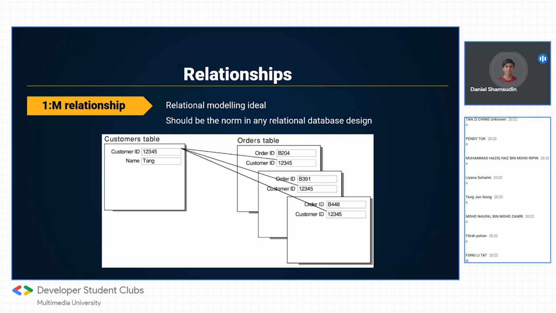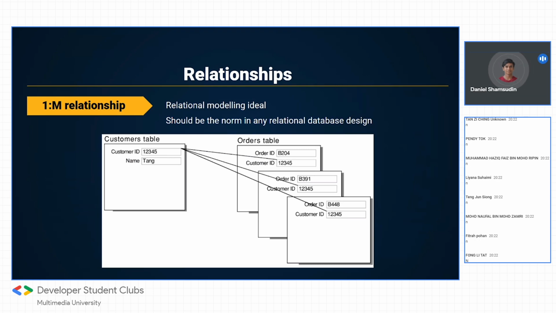So in this case, imagine you're designing a database for a shop. You have a customer. A customer by itself can be ordering many items. So that is the relationship: one customer has many orders. That is our one to many relationship.